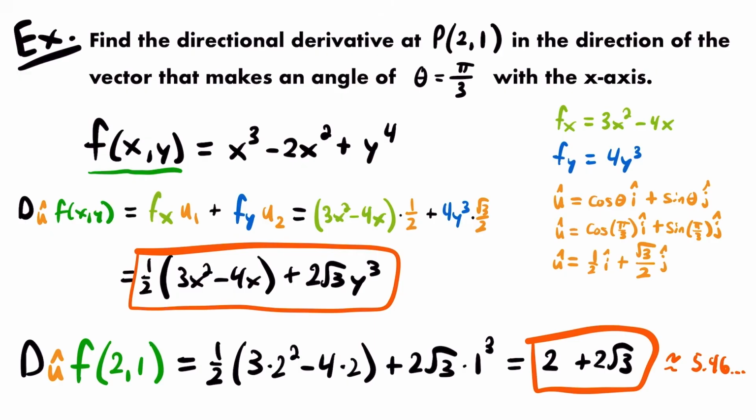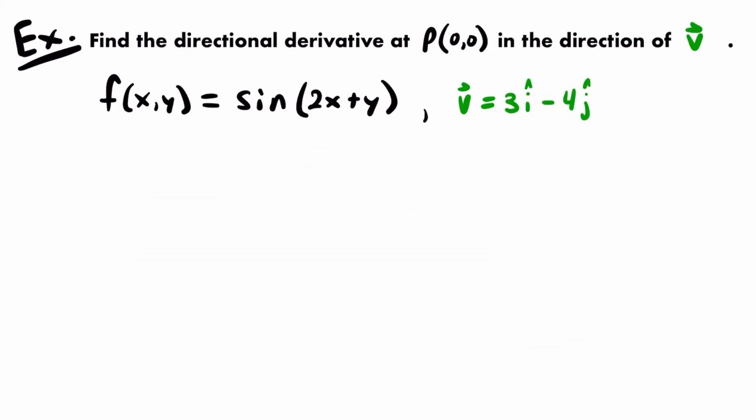And so to close out this lesson, I want to take a look at one more example where that is what we were given. For our last example, we want to find the directional derivative at the point 0, 0 in the direction of vector v. And we are given the multivariable function f of x y is equal to sine of 2x plus y, where vector v is equal to 3i minus 4j.